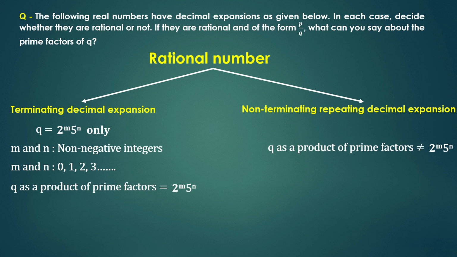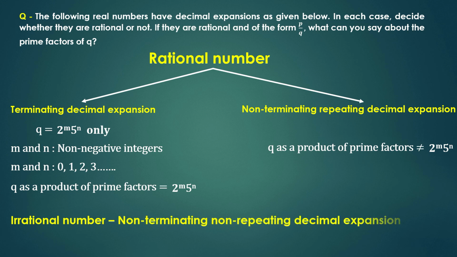Now let us understand what can be the decimal expansion of an irrational number. An irrational number always has a non-terminating, non-repeating decimal expansion. Now, let us consider the numbers given to us in the question and try to find whether they are rational or irrational, and let's see what we can conclude about the prime factors of q if the number is in the form of p by q.